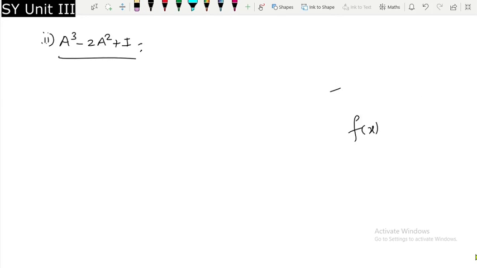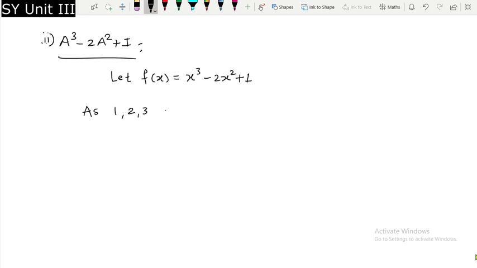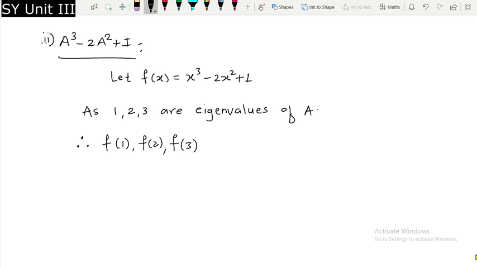So I just have to write a polynomial corresponding to this matrix. I'll say let f of x is equal to, can you guess that polynomial? Some x cube minus 2x square plus 1. So as 1, 2, 3 are eigenvalues of A, therefore f of 1, f of 2 and f of 3 are eigenvalues of f of A. So what is my f of 1? It will be 1 minus 2 plus 1, so it will be 0.